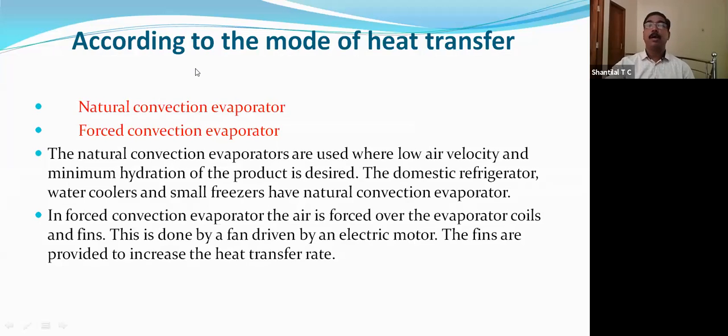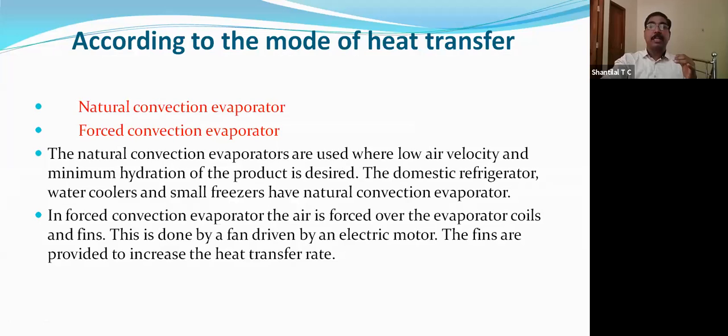So by the mode of heat transfer, the evaporator is classified into two types: natural convection evaporator and forced convection evaporator. Natural means, for example, a refrigerator. The refrigerator evaporator is natural convection type. Another example, for forced convection, is the split air conditioner. In a split air conditioner, the evaporator is of the forced convection type. Another example is the window air conditioner. In a window air conditioner, the evaporator is a fin and tube type evaporator.